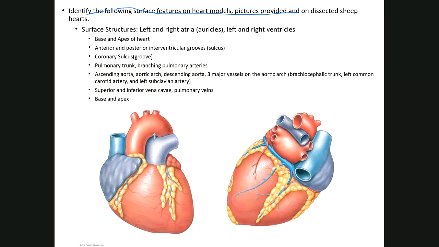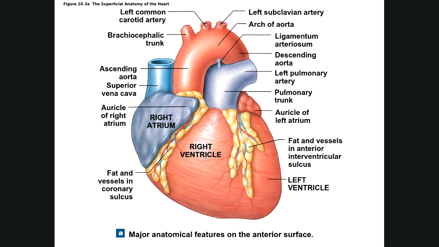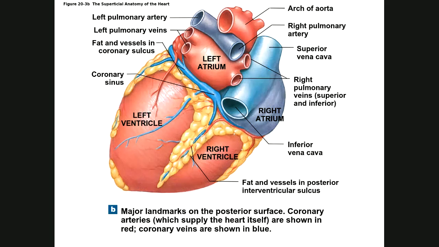And so the first thing we're going to do is go ahead and identify these structures, and I've included pictures for you to identify these. So this is an anterior view, and I would use a picture like this, obviously unlabeled, on the exam for you to identify different features. And then here's a posterior view of surface features. So I could use a picture like this on the exam as well for you to identify those features.